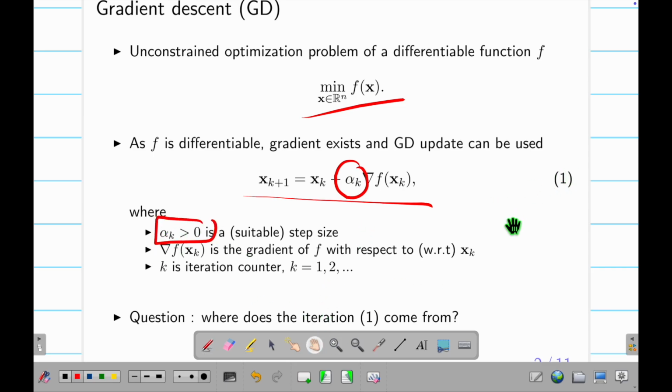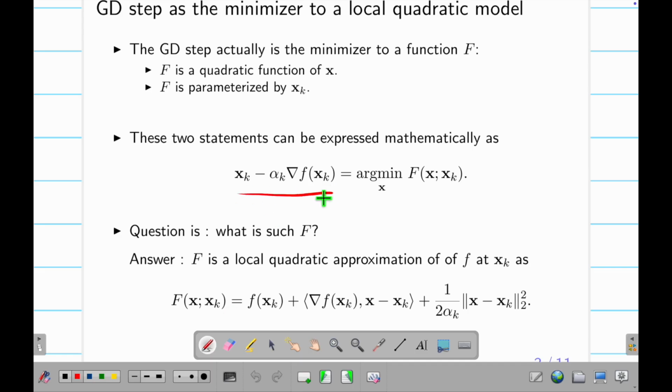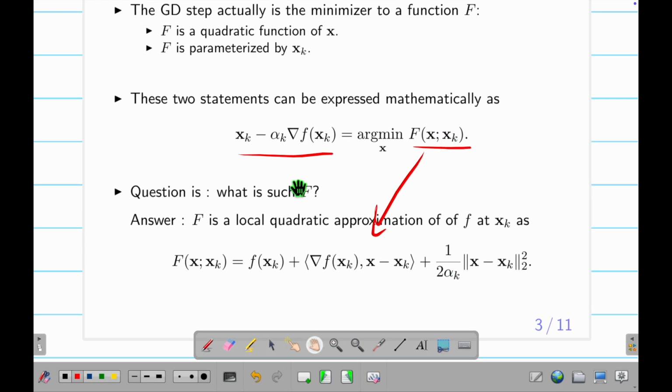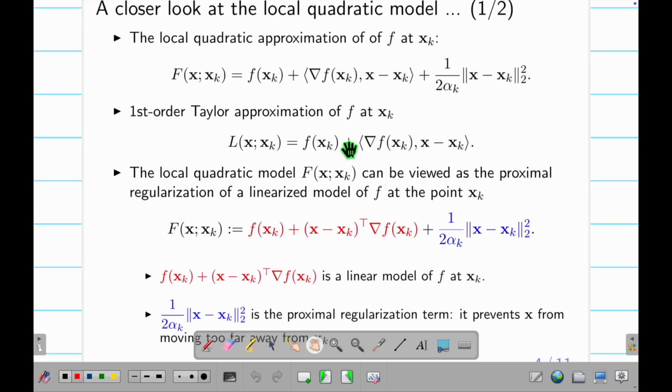Okay, where does this come from? Now I said gradient descent is a solution of minimizing something. The answer is this. That means if you minimize this over x, you should get this. How? So I have this, right? This is what you see. This part in red is a straight line. It's convexity. This part in blue is quadratic.